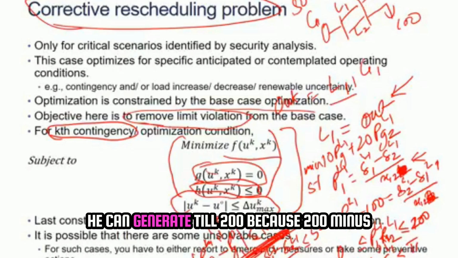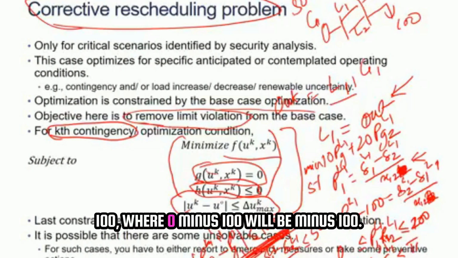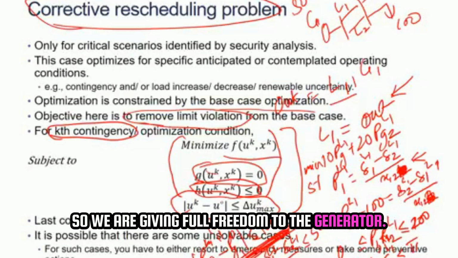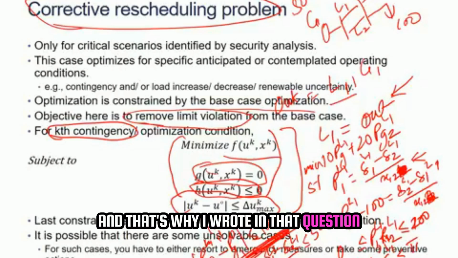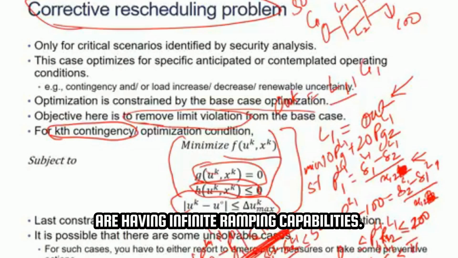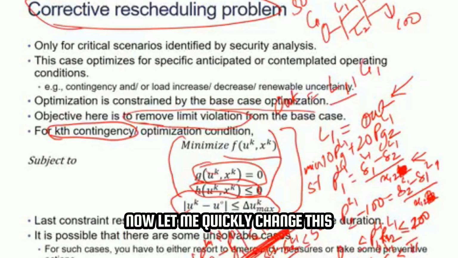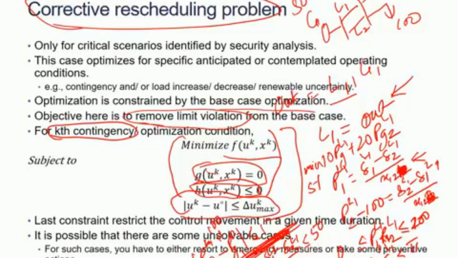He can generate till 200 because 200 minus 100 will be less than or equal to 100, or 0 minus 100 will be minus 100. So we are giving full freedom to the generator, right? That's why the solution is going to be the same, and that's why I wrote in that question to assume that the generators have infinite ramping capabilities. Now let me quickly change this last constraint, and with this I can end this class.